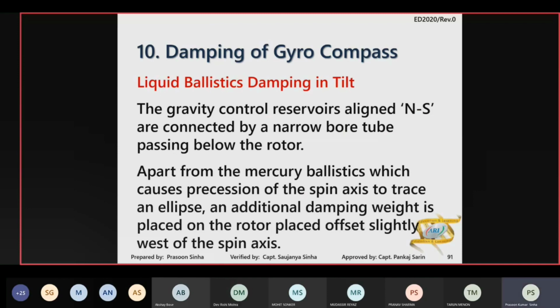सो ग्रेविटी कंट्रोल हमने मर्क्यूरी से कर लिया. Liquid ballastics. How we did the damping was by placing a damping weight on top of the rotor, little offset to the west, as seen from the south end.